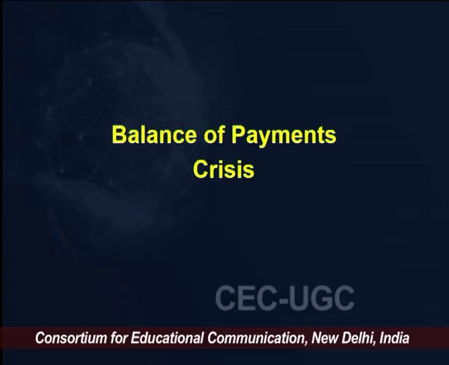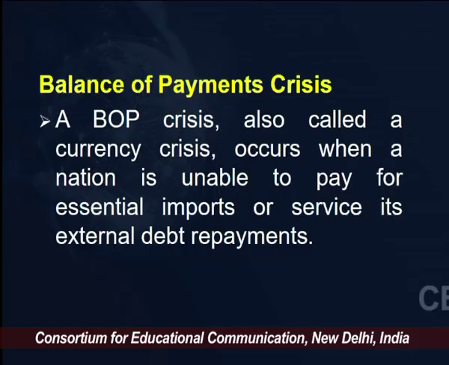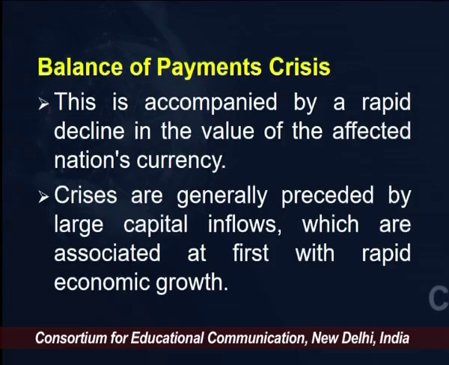Then last portion of this lecture is balance of payment crisis, which may happen from time to time. A BOP crisis, also called a currency crisis, occurs when a nation is unable to pay for essential imports or service its external debt repayments. So, there is a currency crisis, and because of that you are unable to pay the debts. This is accompanied by a rapid decline in the value of the affected nation's currency. So, value of that nation's currency will devalue or decline.